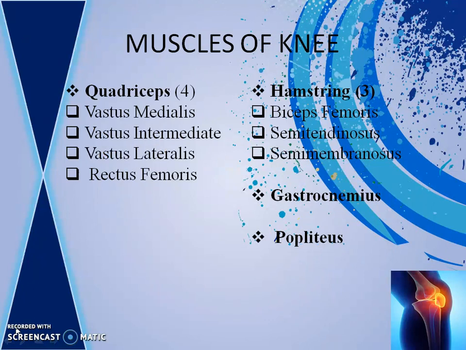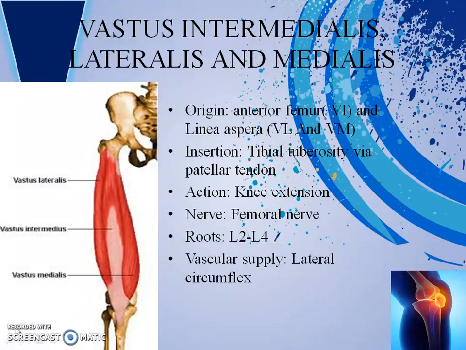Muscles of the knee. Quadriceps, which is divided into 4: vastus medialis, intermedius, lateralis, and rectus femoris. The hamstrings, which are divided into 3: biceps femoris, semitendinosus, semimembranosus, and also gastrocnemius and popliteus.